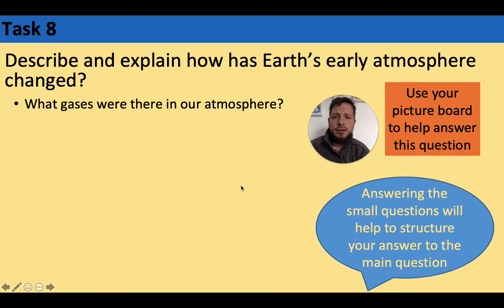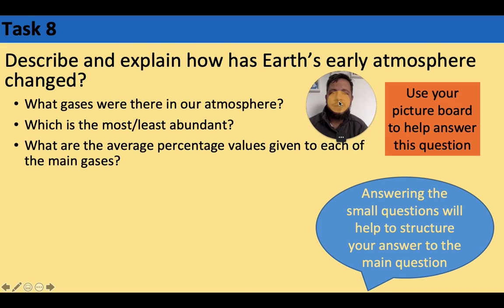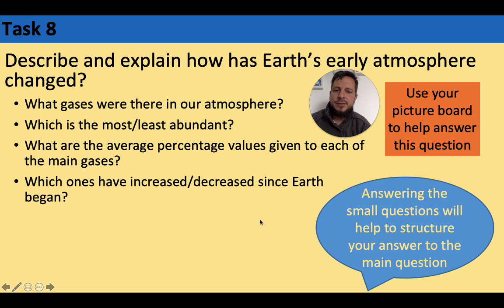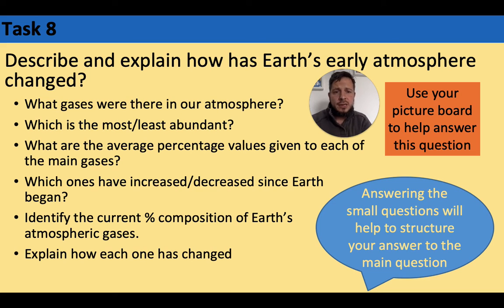So what gases were there in our atmosphere? Which is the most or least abundant? What are the average percentage values given to each of the main gases? Which ones have increased or decreased since the Earth began? Can you identify the current percentage of the Earth's atmospheric gases? And can you explain how each one of these has changed? So this is a 6-mark question. Give yourself 6 to 7 minutes to try and answer this question for me. Pause the video now. Okay, let's see how you've done.